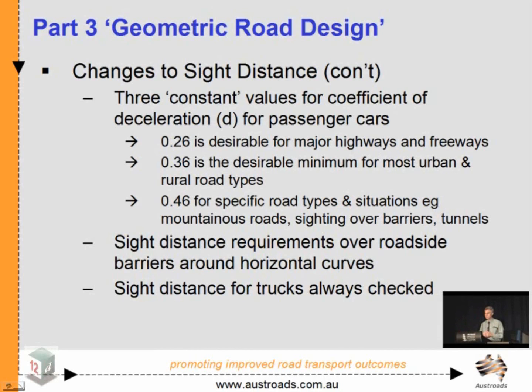For example, 0.26 is a desirable value for motorways and freeways and major highways. That's not a minimum value, that is a desirable value where your terrain fits. So don't think you have to get that value on those road types, but where it fits, do go to a value in that order. 0.36 is desirable minimum for most urban and rural road types, with 0.46 a value for where you're really struggling to get something to fit. Some examples there are mountainous roads or where you're sighting over barriers. You can go to a higher deceleration rate.